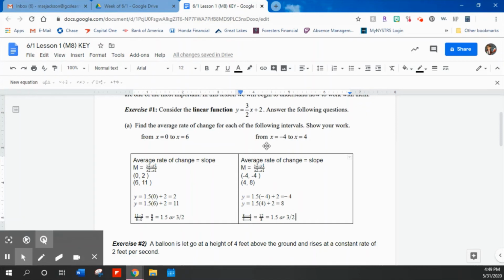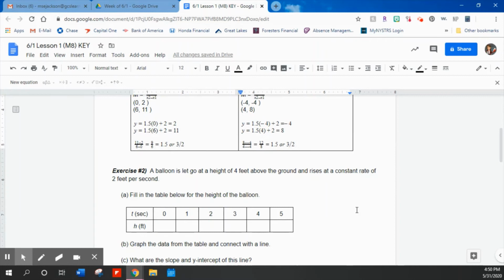We're using the same function, y equals 3/2 x plus 2, and it is a linear function, which means it has a constant rate. It means the rate is the same, which means the slope is the same. So if these were different, that means that it would be non-linear. But since they're the same, it just goes ahead and proves that it is linear.